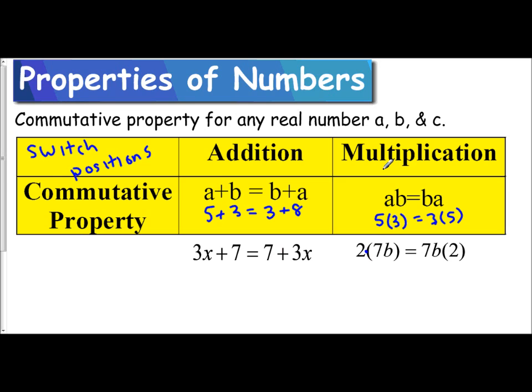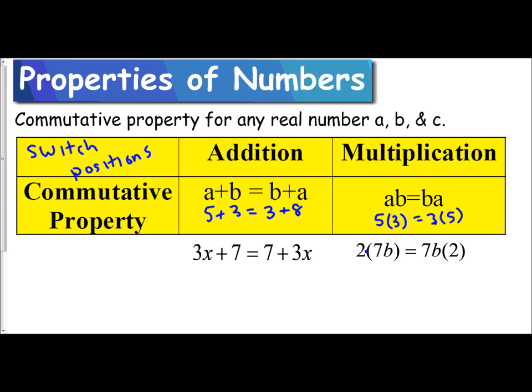Now, what's interesting is the commutative property only holds for addition and multiplication. It does not hold for subtraction or division. If you were to do 5 minus 3, you would get 2. If you were to do 3 minus 5, you get negative 2. So thus, they're not the same. It's the same with division. If I were to do 8 divided by 2, I would get 4. But if I were to do 2 divided by 8, I would get 1/4. So it's important to note that the commutative property is only true for addition and multiplication.